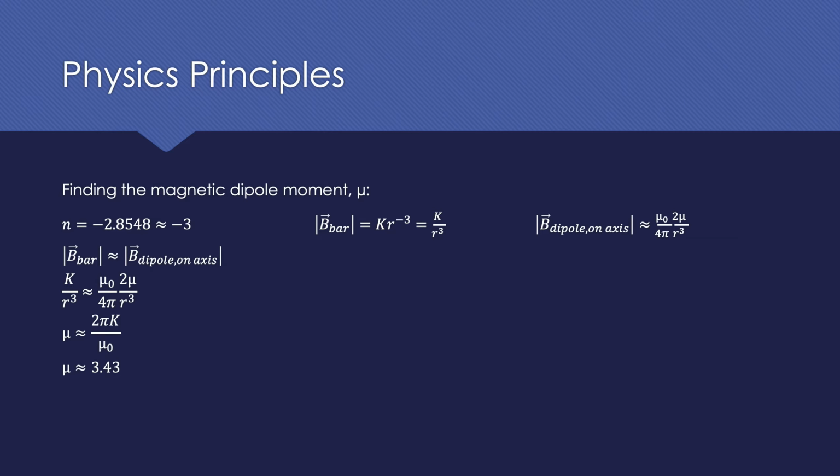We can also find the magnetic dipole moment by making some approximations. The distance dependence value n is about negative 3, which would make the magnitude of the magnetic field of a bar magnet k over r cubed. Therefore, it can be set approximately equal to the magnitude of the magnetic field of a dipole on axis. Plugging in k and solving for mu gives a value of 3.43.